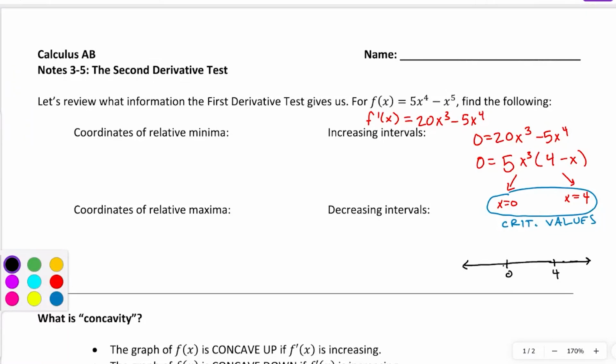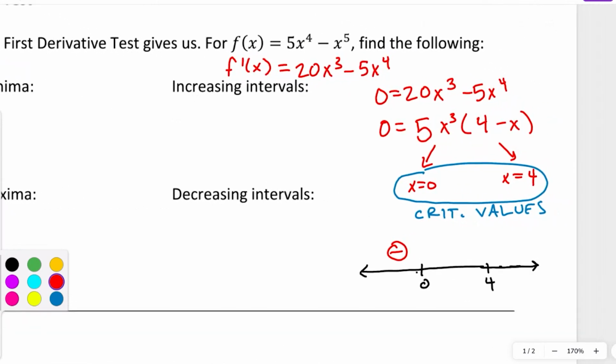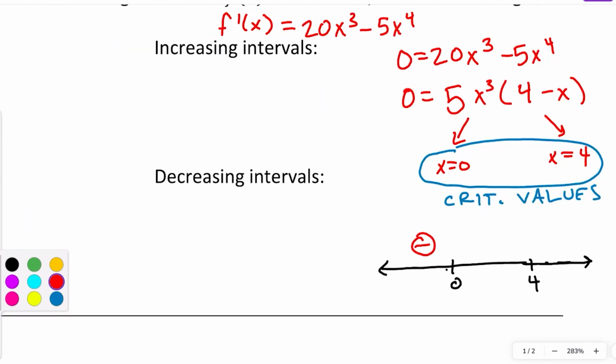So we can plug in numbers like -5. If we plug that in here, we're going to get a negative times a positive. So that would be negative. In other words, the derivative is less than 0. If we plug in a number like 1, and zoom in here so you can see this a little easier, we're going to get a positive times a positive is positive. And if we plug in a number like 10, we get a positive times a negative, which is negative.